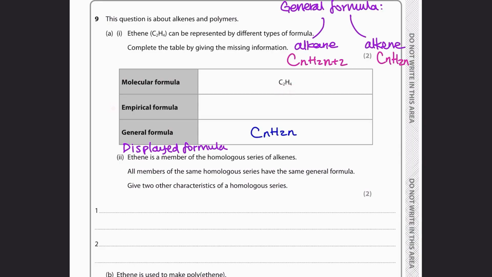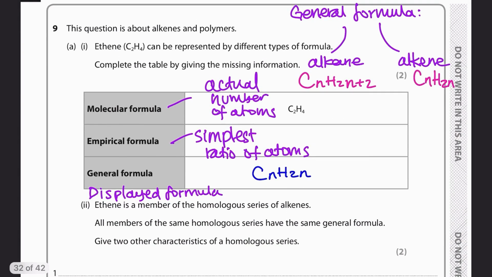Whereas empirical formula is the simplest ratio, right? The simplest ratio of atoms. Whereas molecular formula is the actual number of atoms. So the simplest ratio, let's blow this up a little bit. C2H4, the simplest ratio is if I just divide them both by 2. Therefore, I would get just one C, or C1, and then H4 divided by 2 would be H2. So that's the simplest ratio, CH2. I cannot make that more simple.